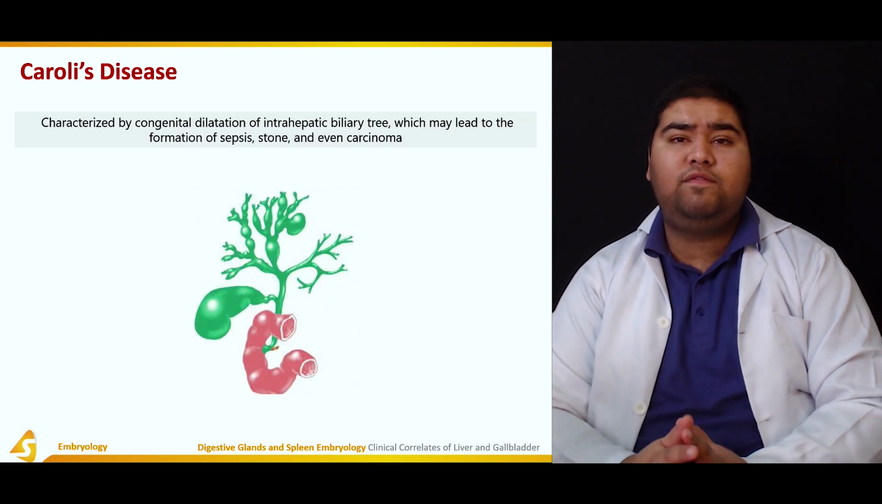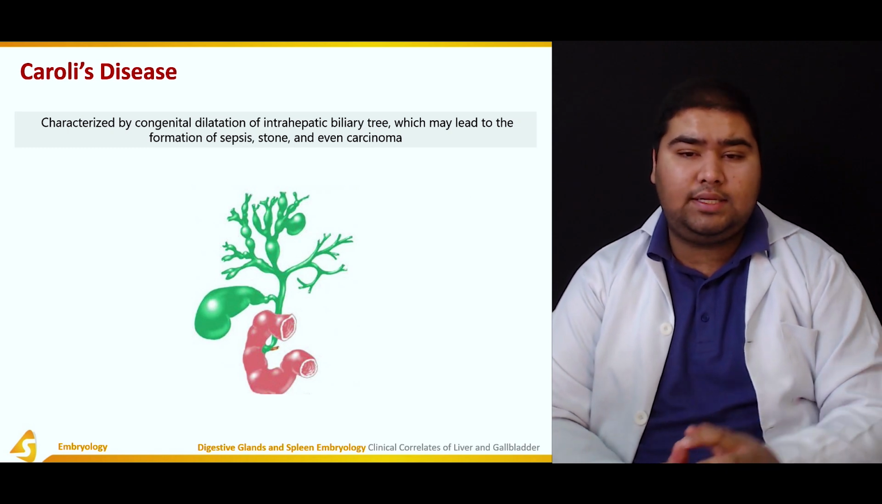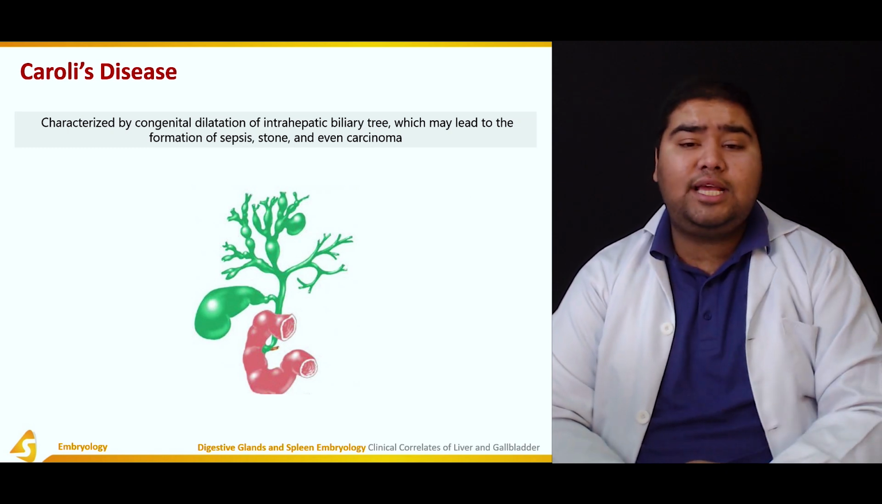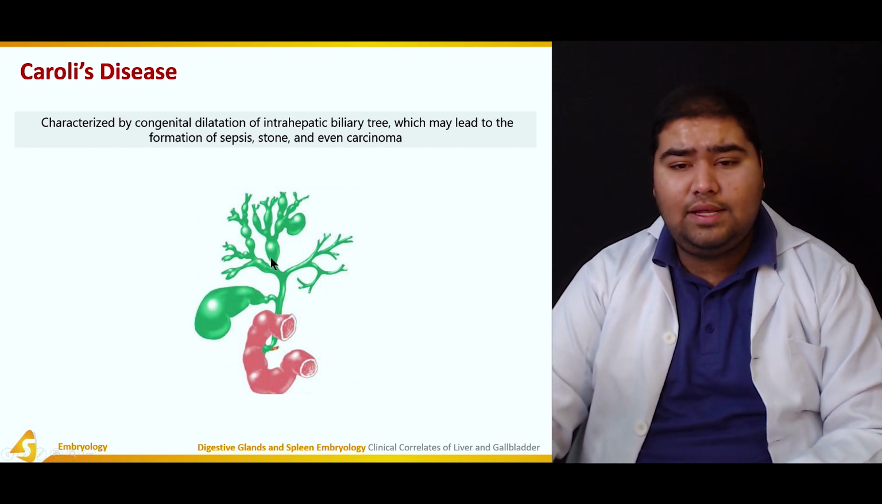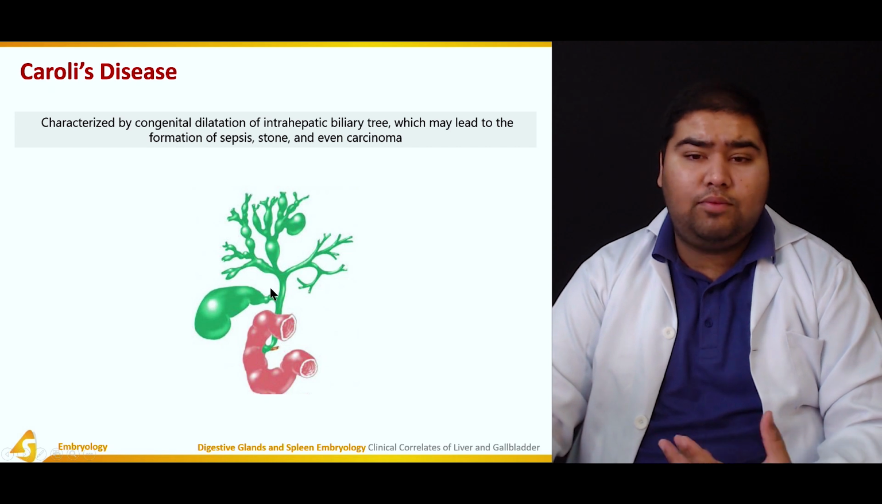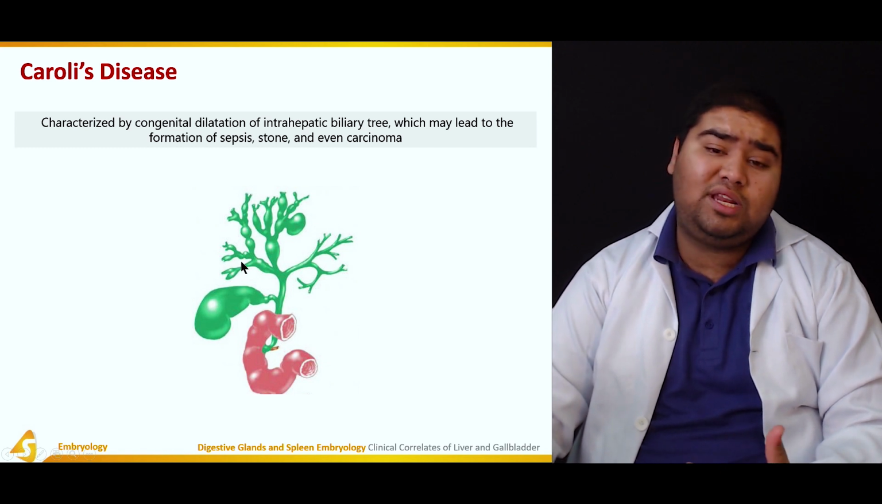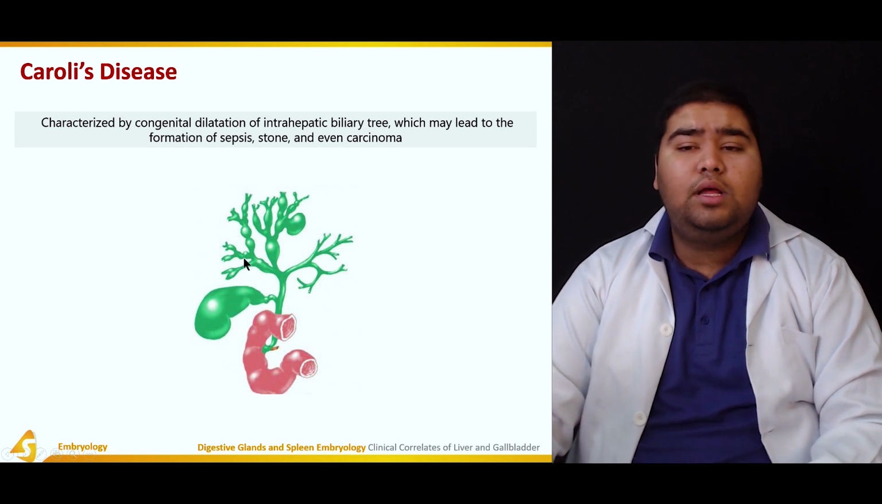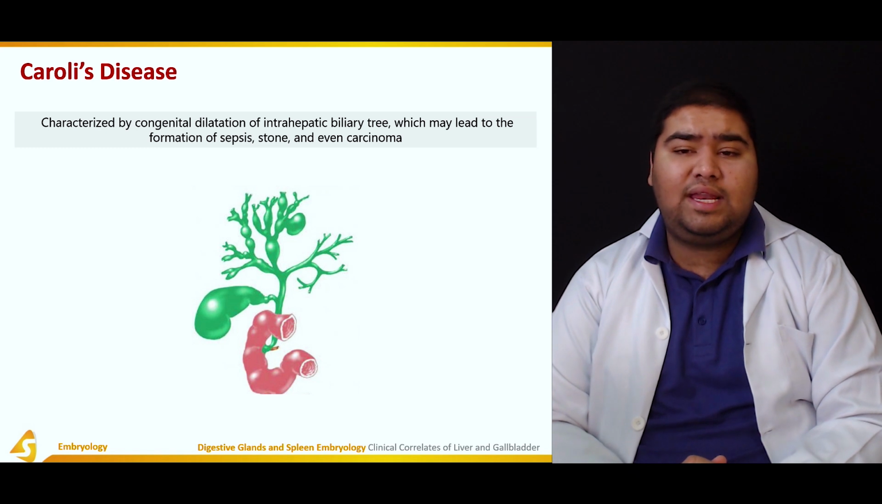So moving on, we have Caroli's disease. So what happens in Caroli's disease? It is characterized by congenital dilations. These are dilations in the biliary tree which are congenitally present. This is the intrahepatic biliary tree. Obviously, this is the biliary tree that lies within the liver. It may lead to the formation of sepsis, stones, and even carcinoma.